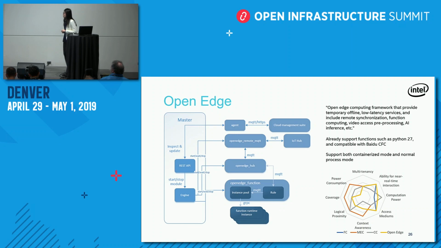The sixth project here is called OpenEdge. I think maybe you're not familiar with this one since it is a project that was open sourced by a Chinese tech company called Baidu, and it is a computing framework that provides temporarily offline low latency services and has functions like remote synchronization, video pre-processing, AI inference, and so on.